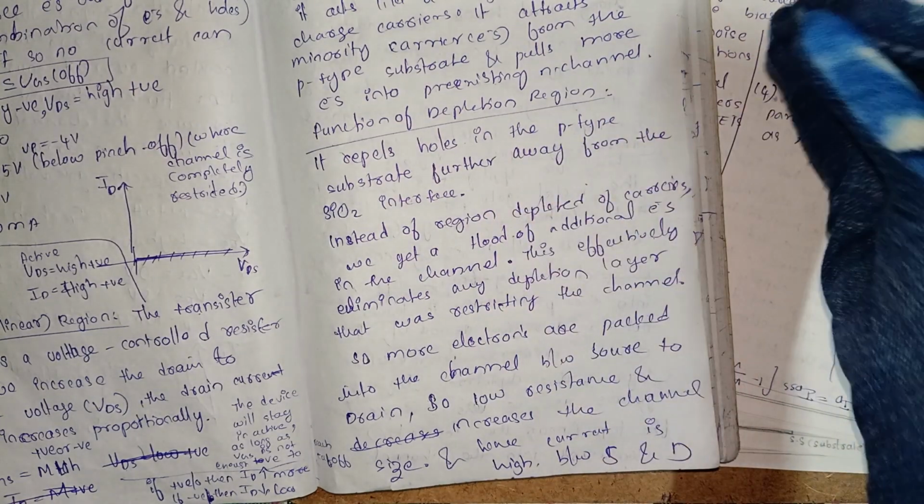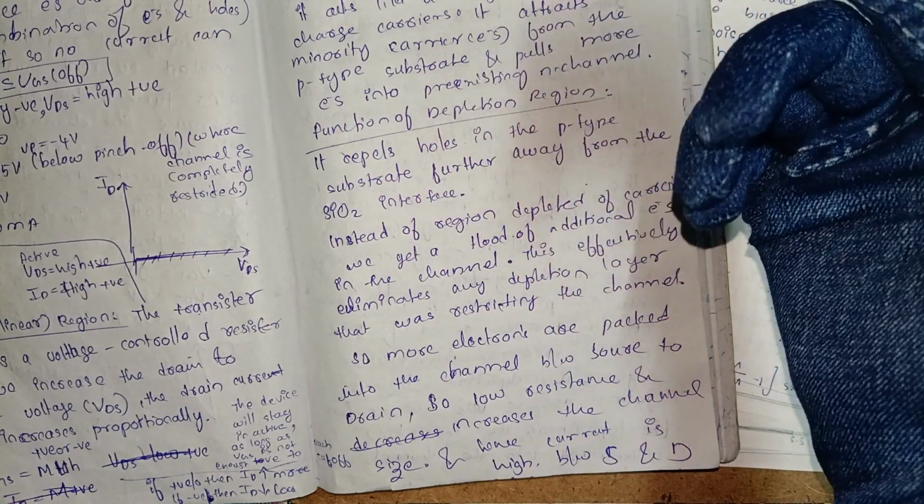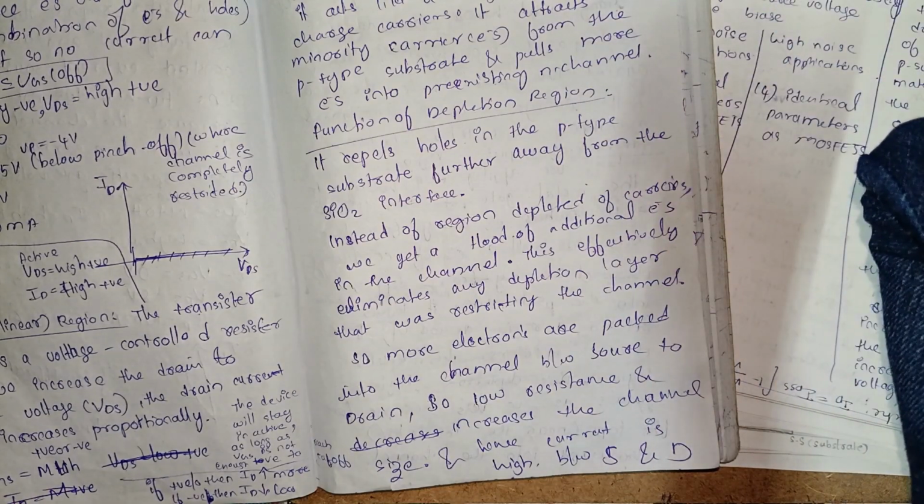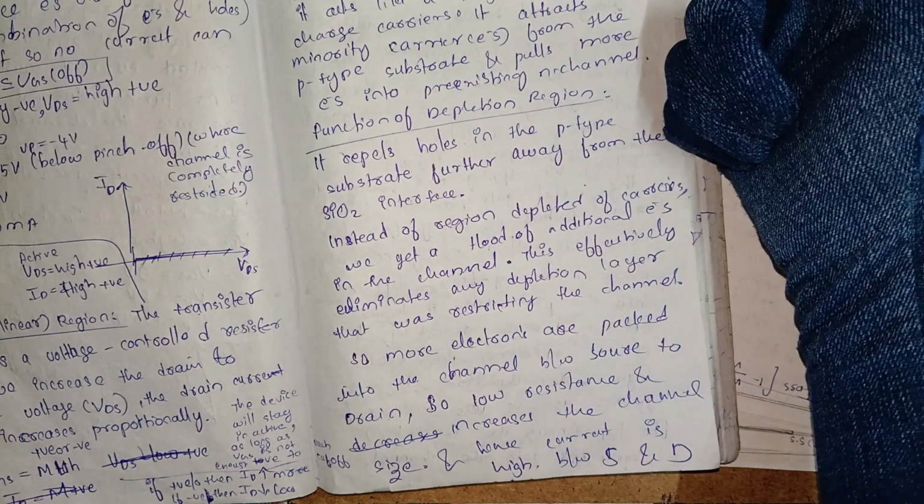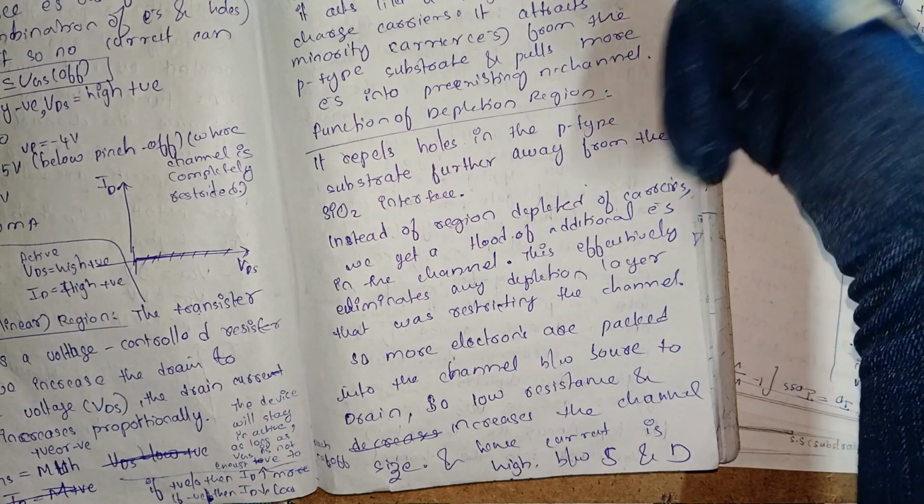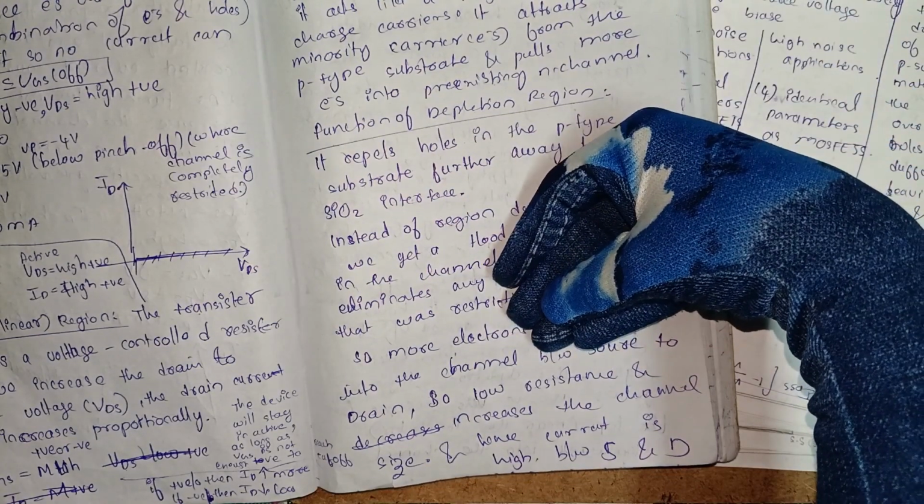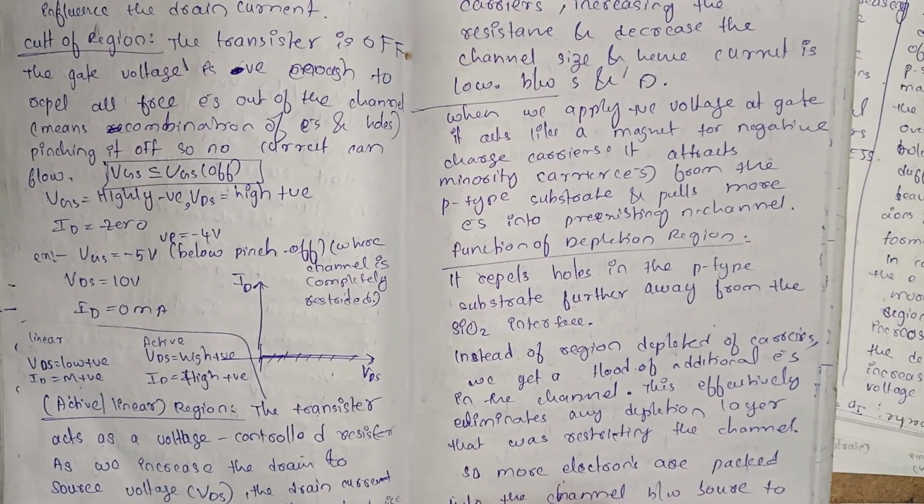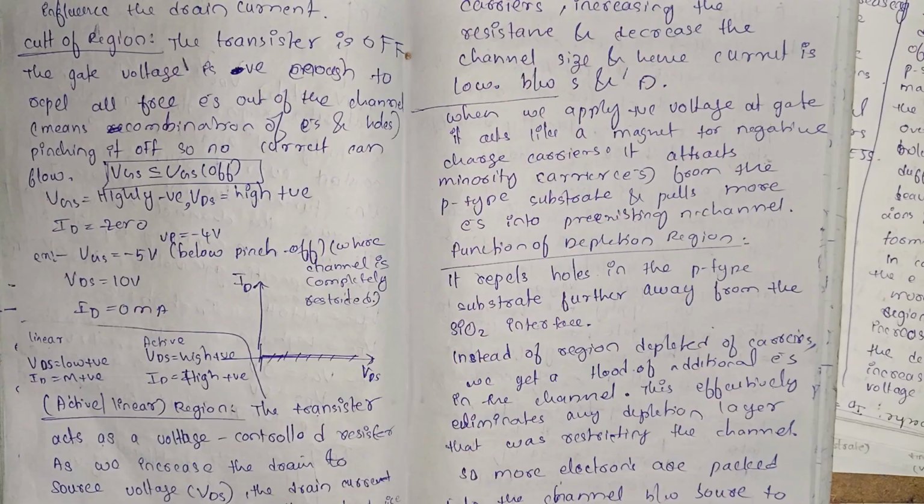So that's why a MOSFET acts in enhancement mode and depletion mode. First we have seen the depletion mode, and here we have seen the enhancement mode. Okay, and then we will see the differences between JFET and MOSFET.